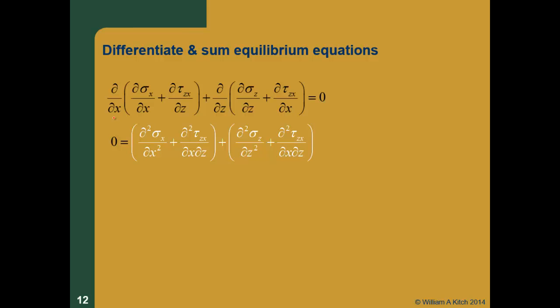So if I go through there and just take the partial with respect to x twice here, and the partial with z twice here, well, I'm going to take x through and z through, then I'm going to get this equation. Second partial of sigma x with respect to x squared plus the second partial of the shear stress with respect to x and z, and then sigma z with respect to z squared, and again the shear stress with respect to x and z.